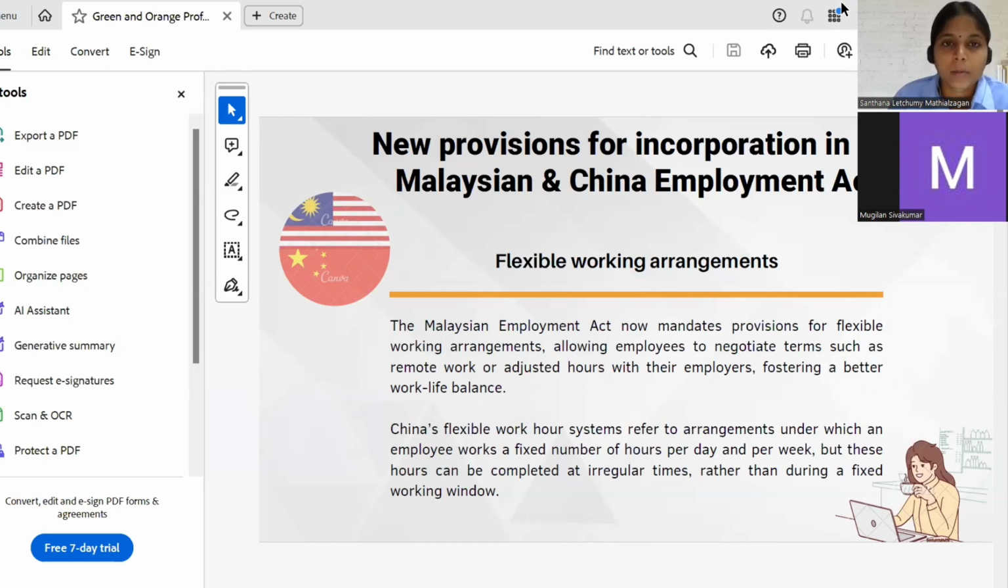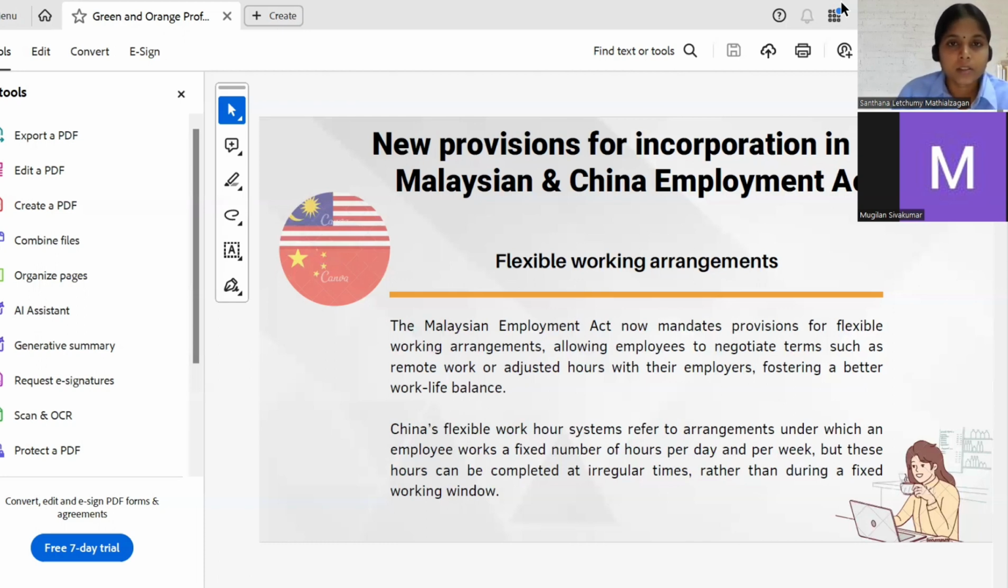Good evening, sir. Today, me, Santana, and Mugilan are going to present the new provisions for incorporation in the Malaysian and China Employment Act. First, employment acts vary significantly across countries, reflecting diverse labor market dynamics, legal frameworks, and social norms. However, they generally encompass provisions related to basic employment rights such as minimum wage regulation, working hours, leave entitlements, and work safety standards. Overall, employment acts establish a framework for fair and equitable employment practices, ensuring the protection and welfare of workers while promoting economic stability and social justice within each respective country.